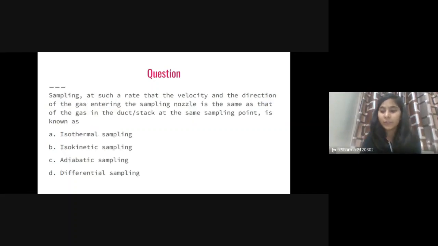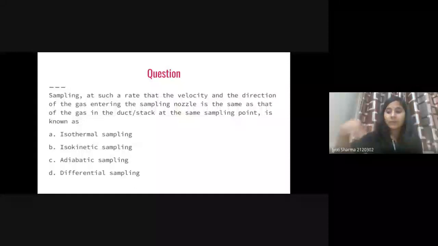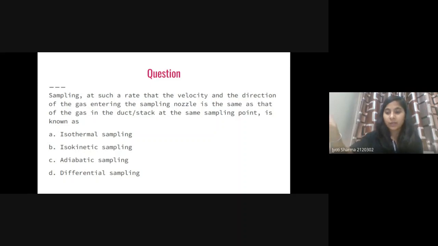Okay. Here we do sampling in such a way that the velocity at the chimney will be equal to the velocity at our sampling nozzle. So this technique will be known as what? Sampling at such a rate that the velocity and direction of the gas entering the sampling nozzle is the same as that of the gas in the duct or stack at the same sampling point is known as.